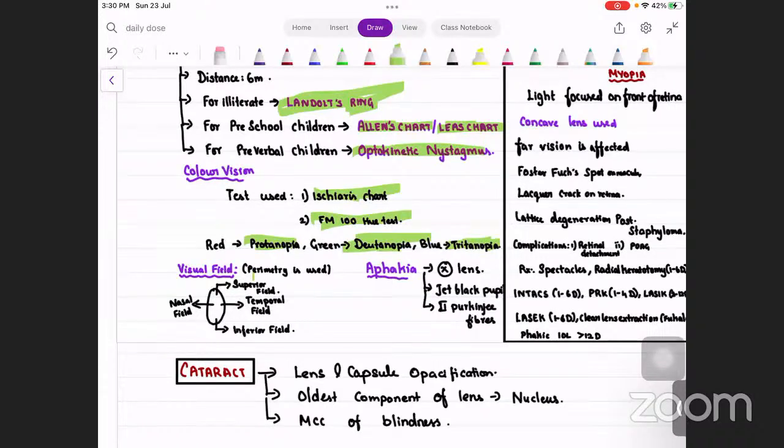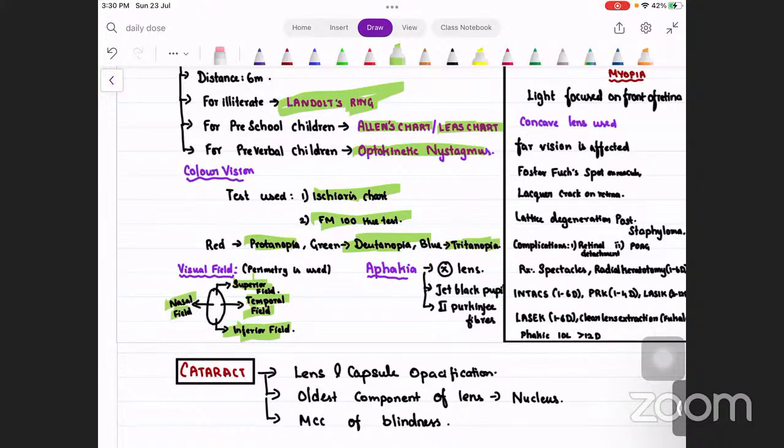Technically, you have 4 types of visual field. One is your superior field, another is your inferior field, the lateral one is your temporal field, and the medial one is your nasal field. So what are the 4 types of visual field? Superior field, inferior field, temporal field, and nasal field.